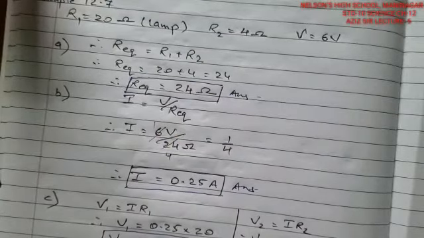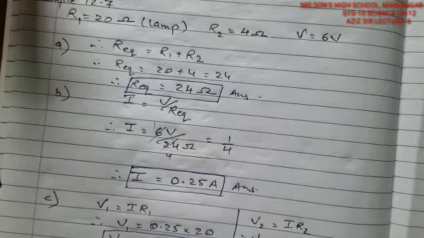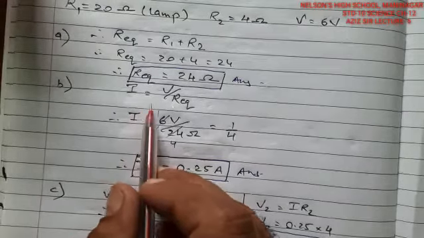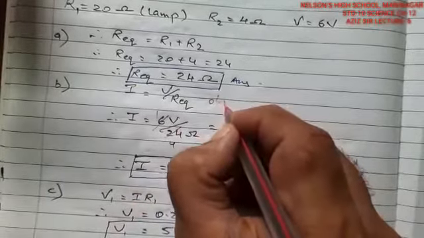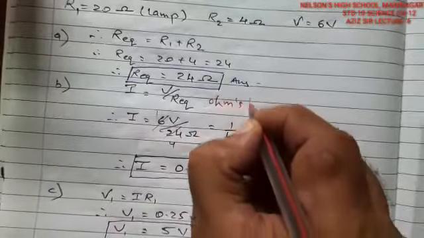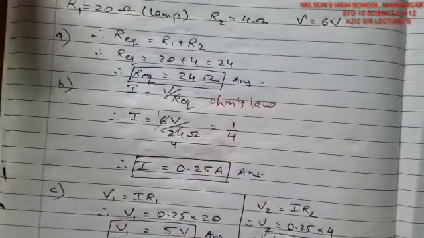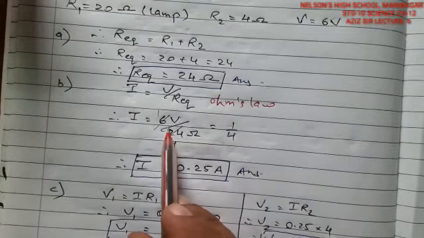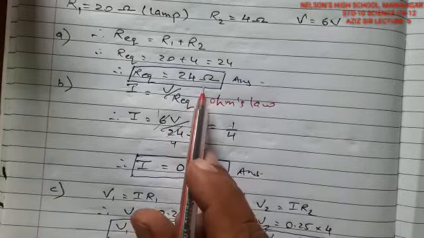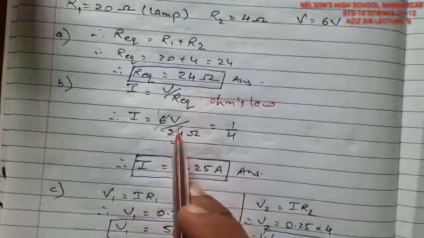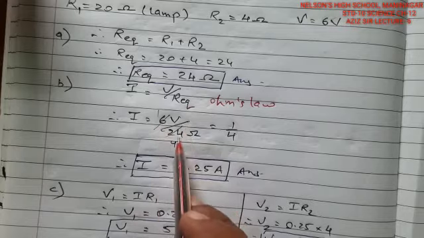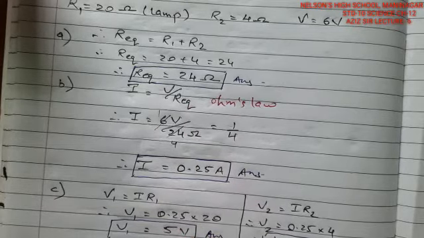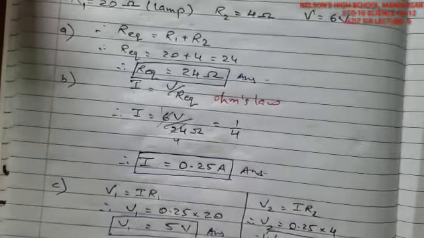Second, they have asked to find out the total current in the circuit. Now the total current in the circuit, the formula according to Ohm's law, is I equals V upon R equivalent. It comes out to be 6 volt they have given, and 24 total equivalent resistance we have calculated. So 6 ones are 6 and 6 fours are 24, so 1 by 4 stands out to be 0.25 ampere, right?